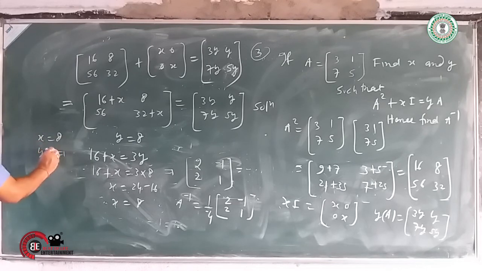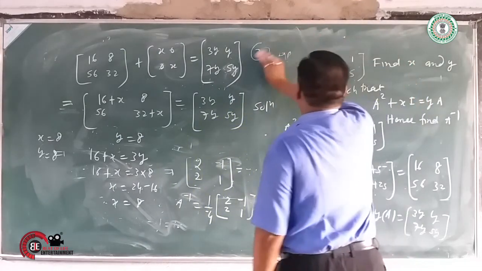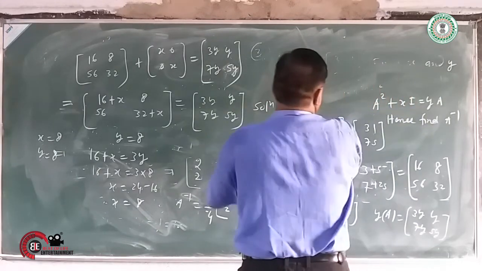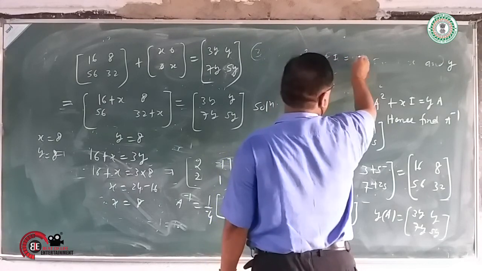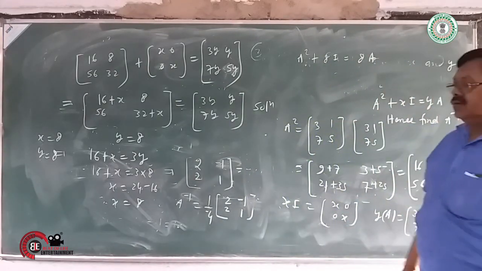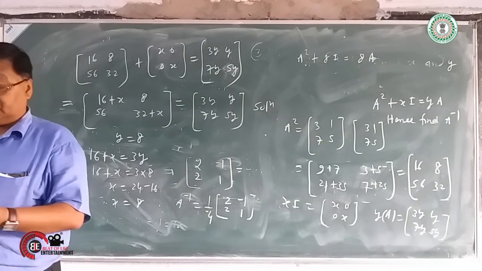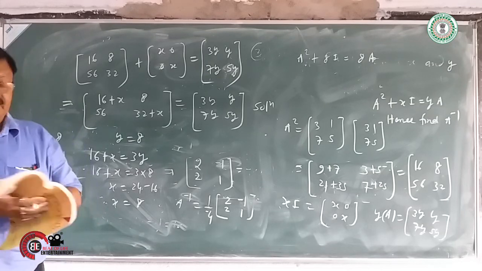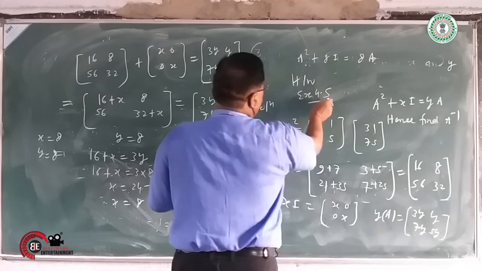Y is 8. Now hence find A inverse. You can do it with a similar method. A square plus 8I equals 8A. From this you can find A inverse. So now you can solve the problems of the NCERT book. Try NCERT book problems as homework, Exercise 4.5. Thank you.